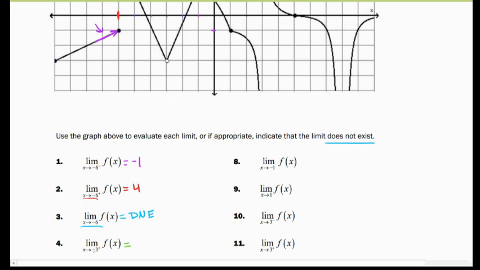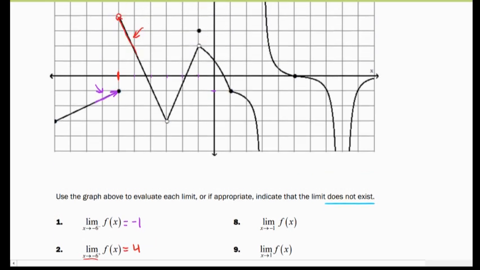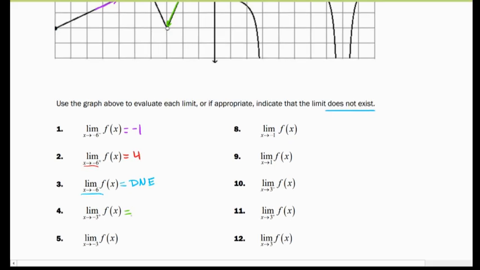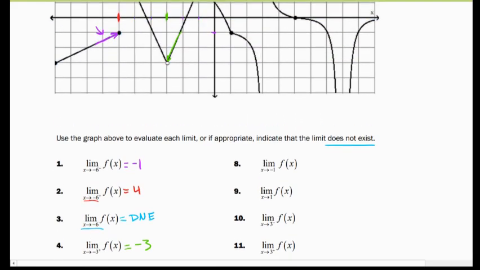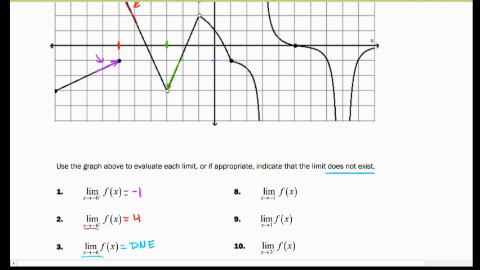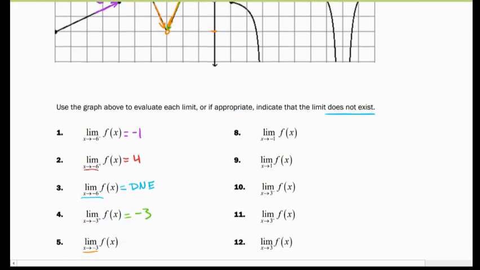Okay, next one we're saying, hey, what's the limit as x approaches -3 from the right side? So I'm going to go 1, 2, 3. Here's -3. From the right side, it looks like it is approaching -3. Then it asks for what is the limit as x approaches -3, and then it doesn't have a little plus or minus. So again, it's looking for what it's approaching from the left and right side. And I see here that both the left and the right are approaching the same value, which is great. That means my limit does exist, and it is approaching the y value of -3.